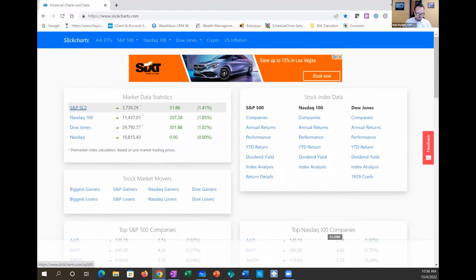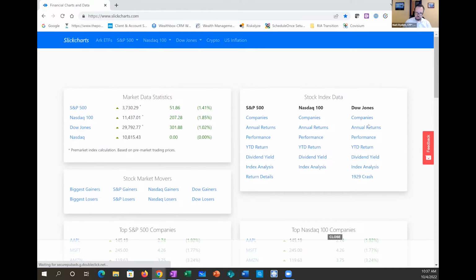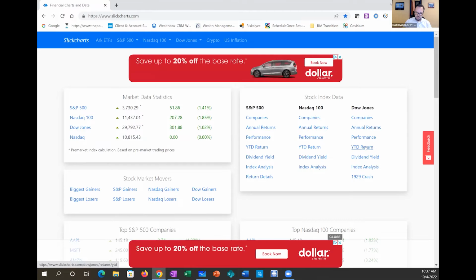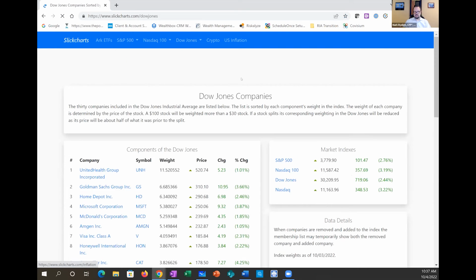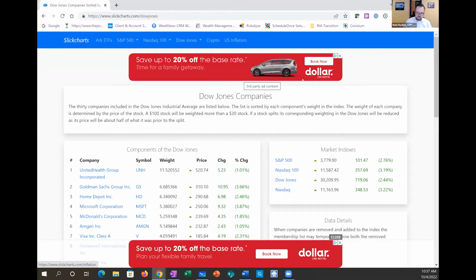But here's, for example, we're talking about the Dow Jones Industrial Average. So, of course, you see what the Dow is doing right now, and you can go into the Dow and look at annual returns. I'm over here on the right. Annual returns, performance, year-to-date return, dividend yield, index analyses, and this talks about the 1929 crash. But let's go in and look at the companies, and this is a free site, as you can see by all the different ads, and you can see that I've been looking for a rental car in Las Vegas when I'm out there because that's what's popping up.